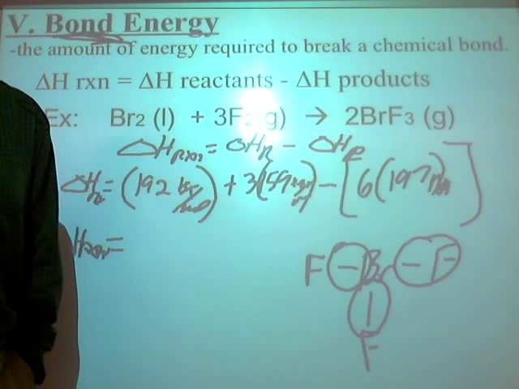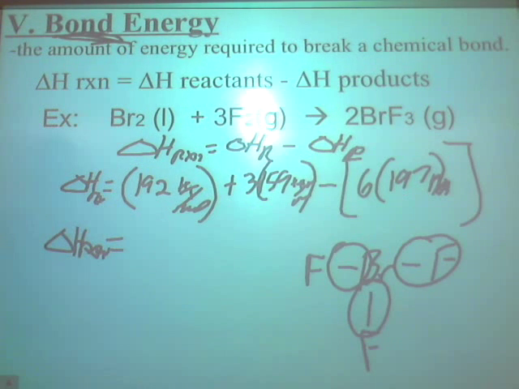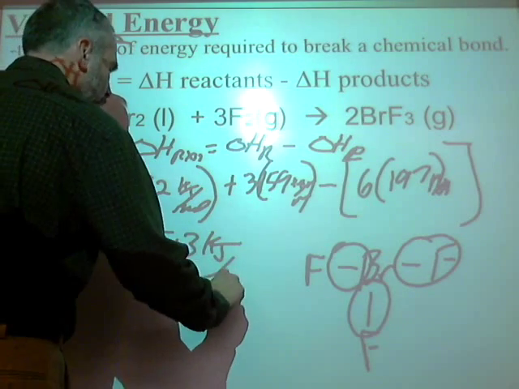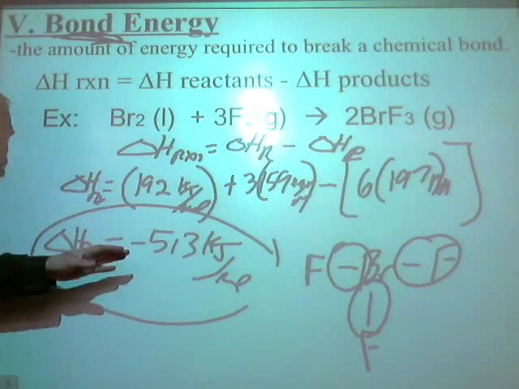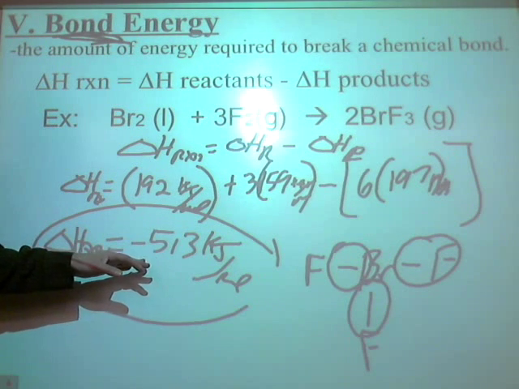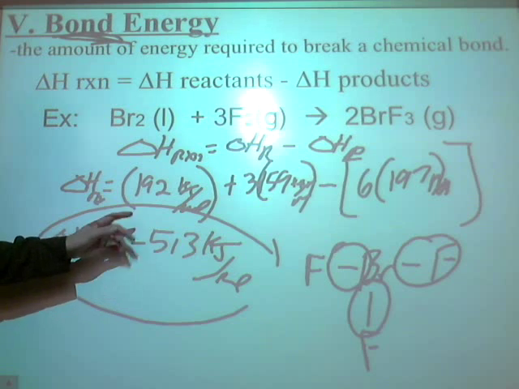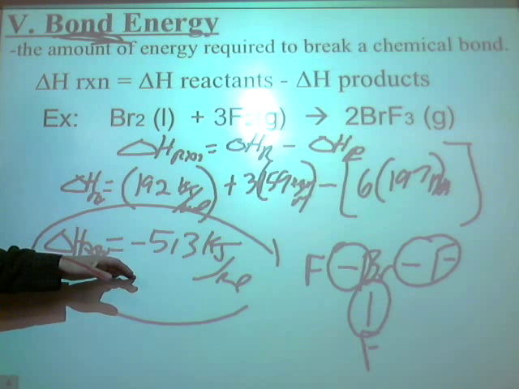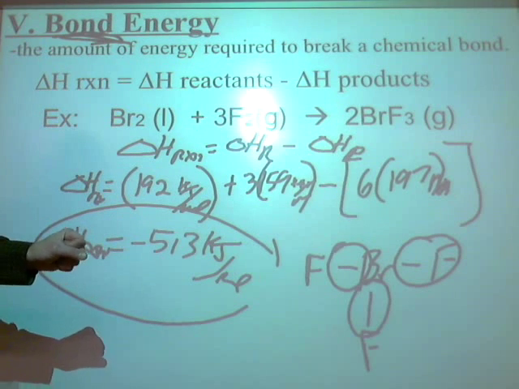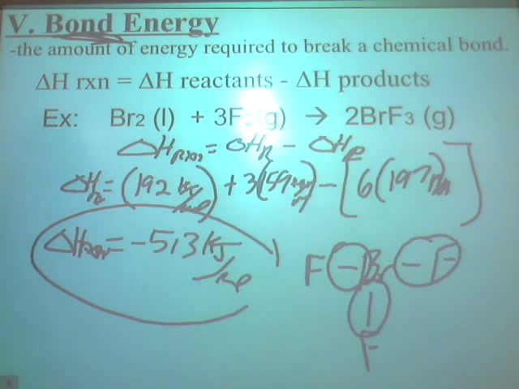All right, what did you guys get for that answer? I got negative 513. Anybody else get negative 513? Okay, good. If everybody got it, it's probably right. Kilojoules per mole. So what does that tell you about this equation? It tells you this equation is endo or exothermic? Exothermic. Heat's released or absorbed? Released. Favors spontaneity or not? Favors. Those are the kind of questions you're going to get also on the test.